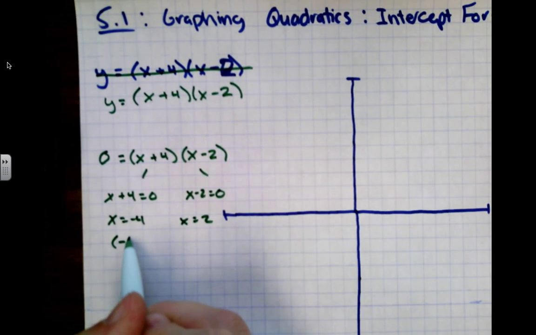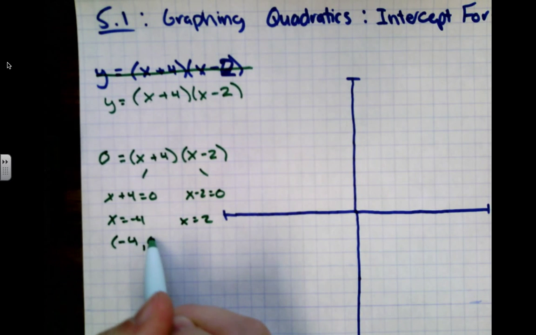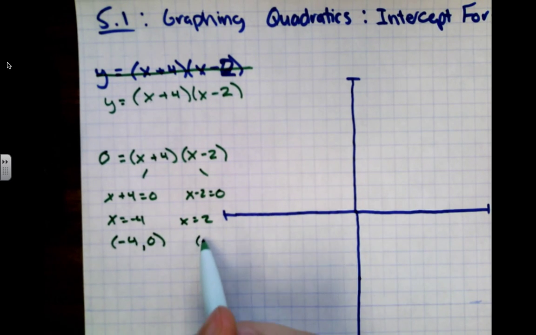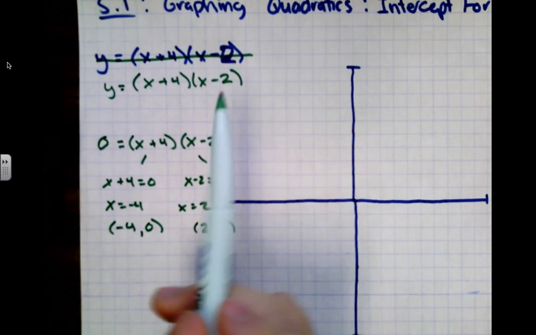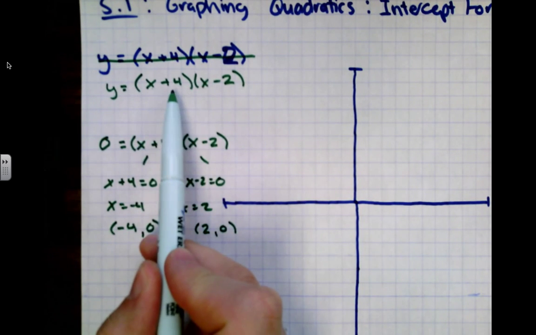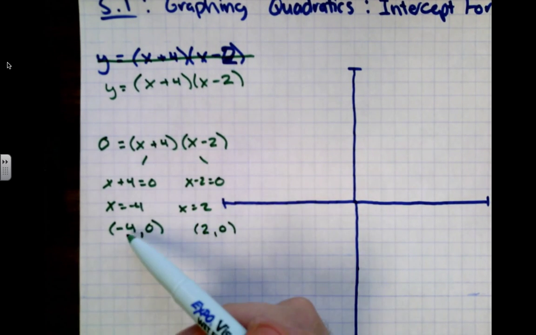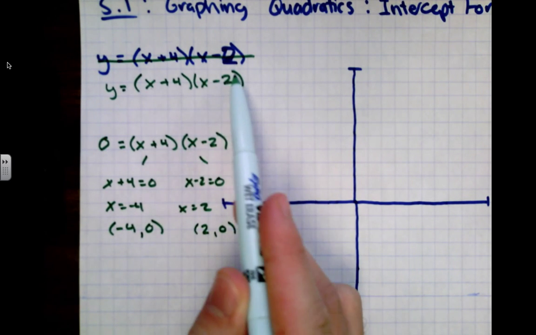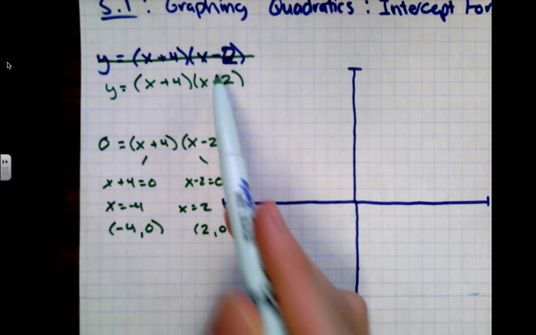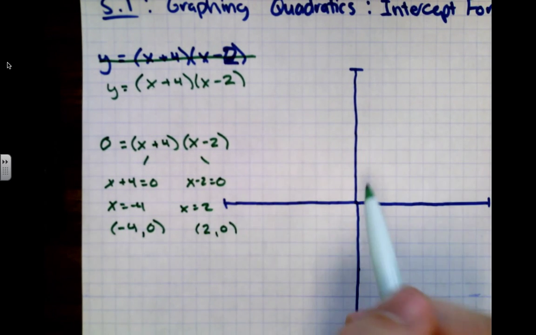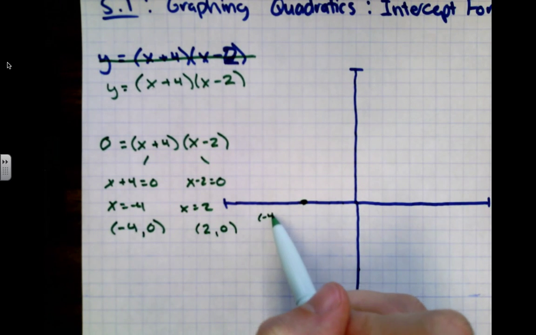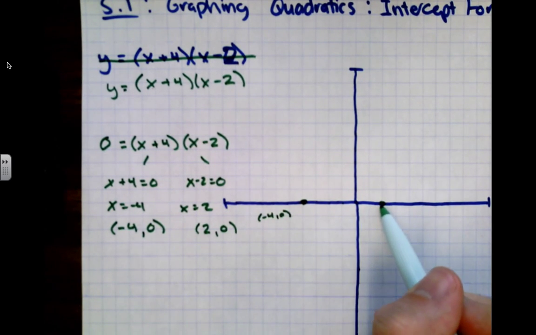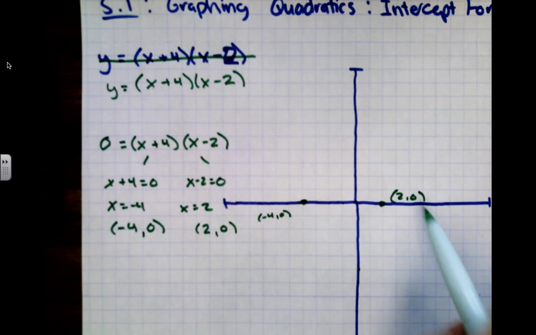So what that's telling me is when I plug in negative 4, I should get a y value of 0. And when I plug in x equals 2, I should also get a y value of 0. So those are my first 2 points, and I can look at that just structurally from here. I see x plus 4, what's going to end up making that 0? X equals negative 4. X minus 2, what's going to end up making that equal to 0? X equals 2. So I plot these 2 points down. 1, 2, 3, 4. There's my negative 4, 0. And I would also plot 2, 0.